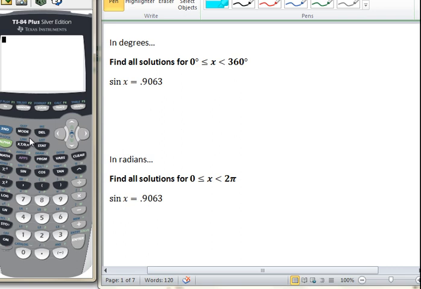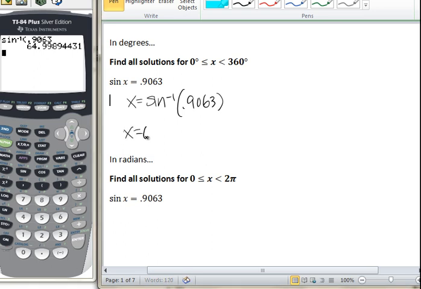So we have sine of x equals 0.9063, and sine is positive in quadrants 1 and 2, so we expect to have answers in quadrants 1 and 2. So let's figure out what inverse sine is. To solve this equation, x is equal to inverse sine of 0.9063. That's what I'm going to type into my calculator. Rounded to the nearest degree, x is equal to 65 degrees.